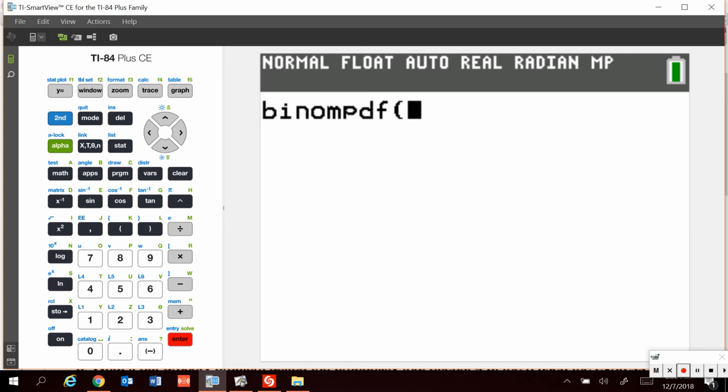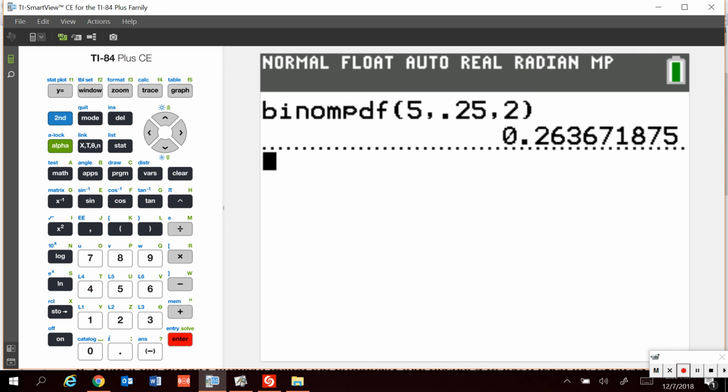So here we go. 5 trials. 0.25 is the probability. And 2 successes. Whoa. Does that look familiar? Dun, dun, dun, dun. That's what we got the first part of the class when you computed stuff all by hand. There was so much more work. Okay, so that's it. In summary, let me kind of break this down for you.